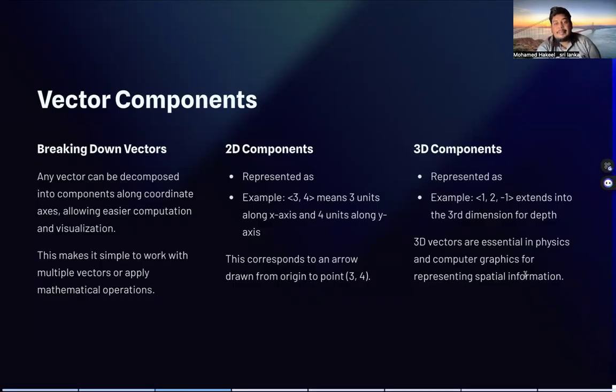2D components are represented, for example, as (3, 4), which means 3 units along the x-axis and 4 units along the y-axis. This corresponds to an arrow drawn from the origin to the point (3, 4). 3D components are represented, for example, as (1, 2, -1), which extends into the third dimension for depth. 3D vectors are essential in physics and computer graphics for representing spatial information.